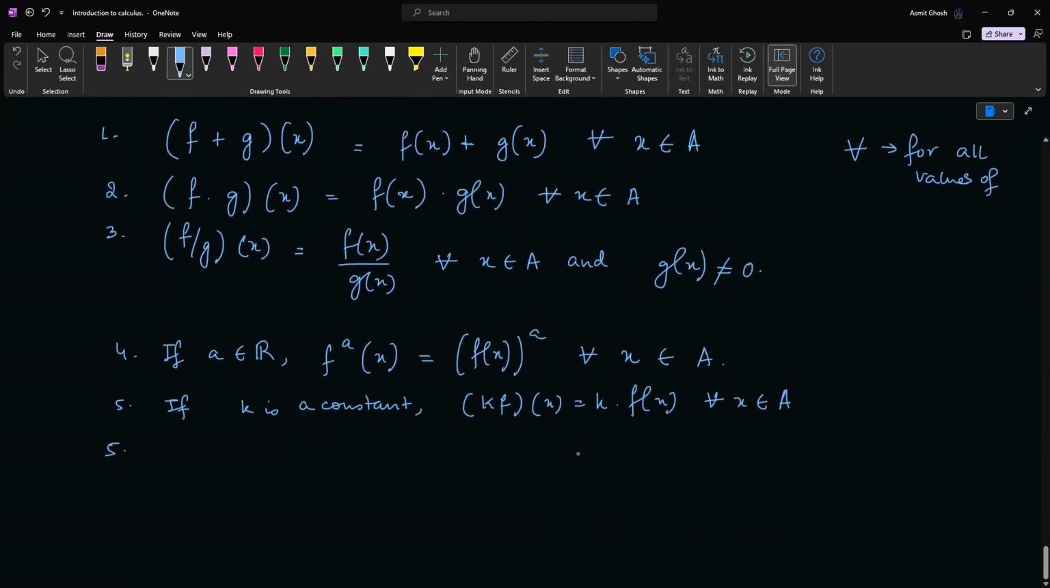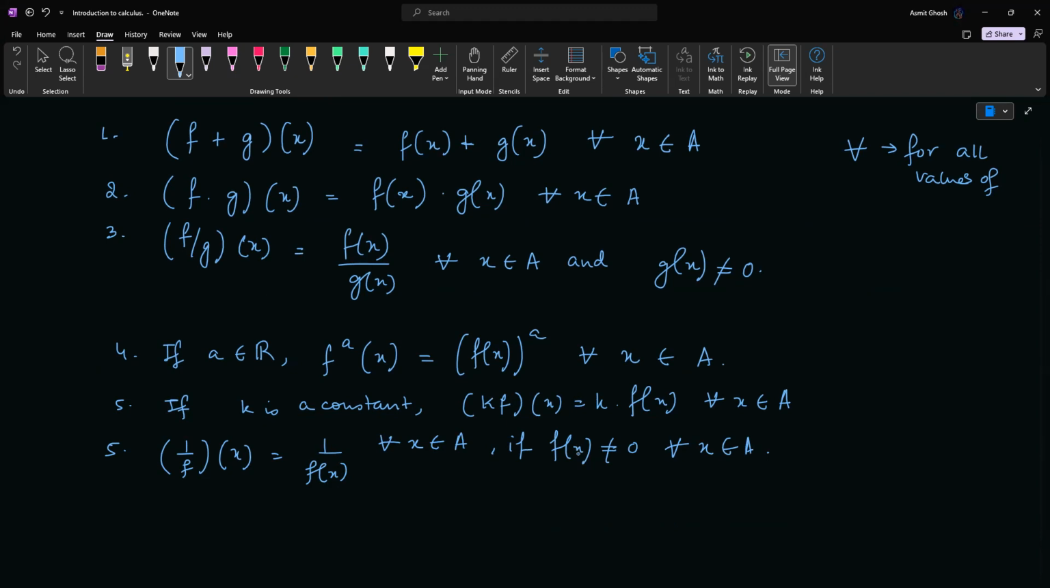Also, 1 by f of x is equal to 1 by f(x) for all x belonging to A, if f(x) is not equal to 0 for all x belonging to A. Clear? Okay.